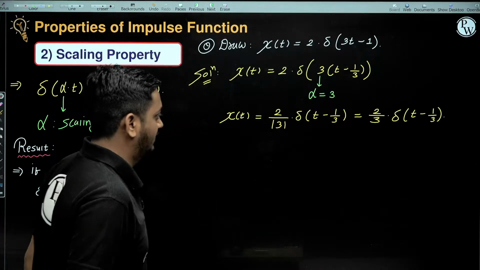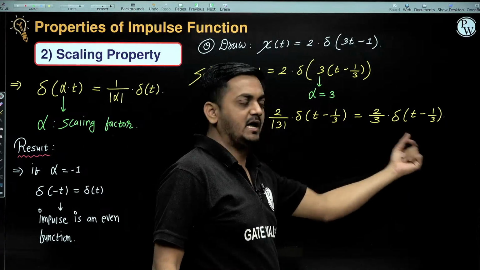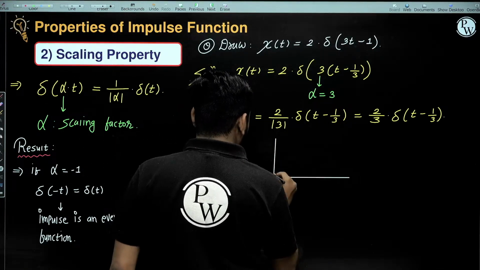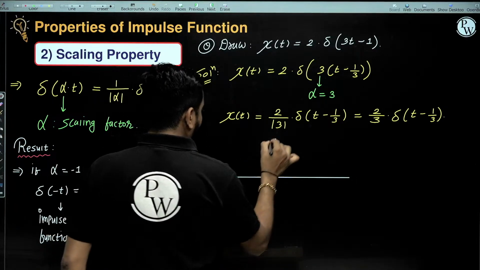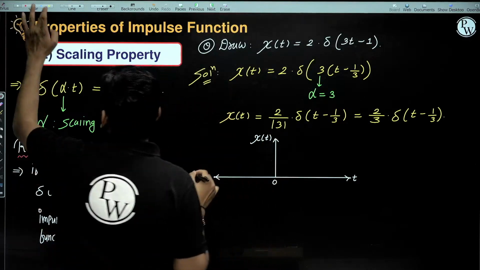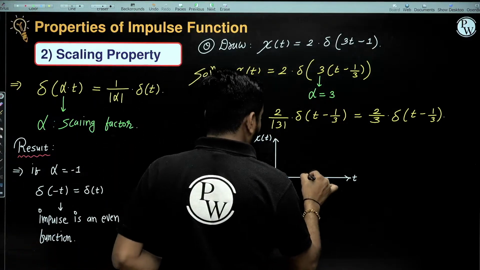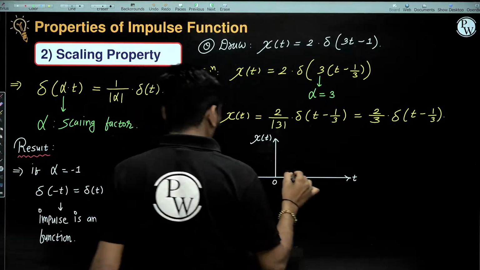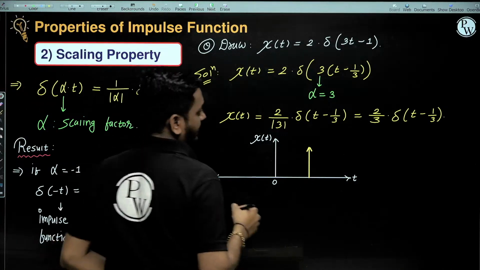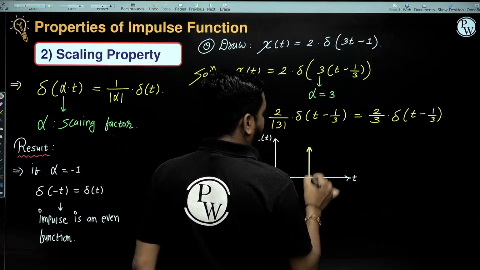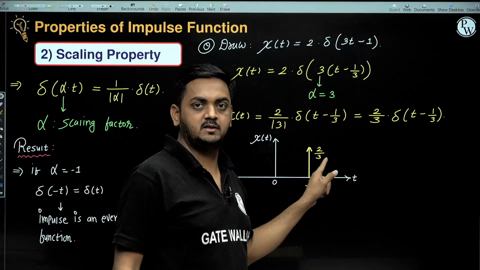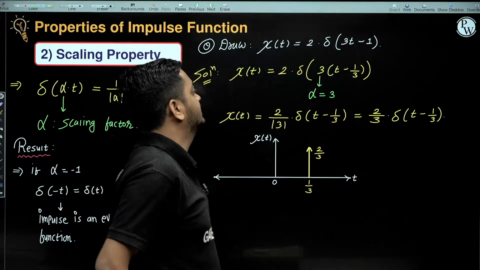So this impulse is present at t equal to 1/3, having area 2/3, guys. Again, the amplitude is infinite, but the area is 2/3. This 2/3 indicates the area of the impulse is 2/3, not the amplitude, guys.